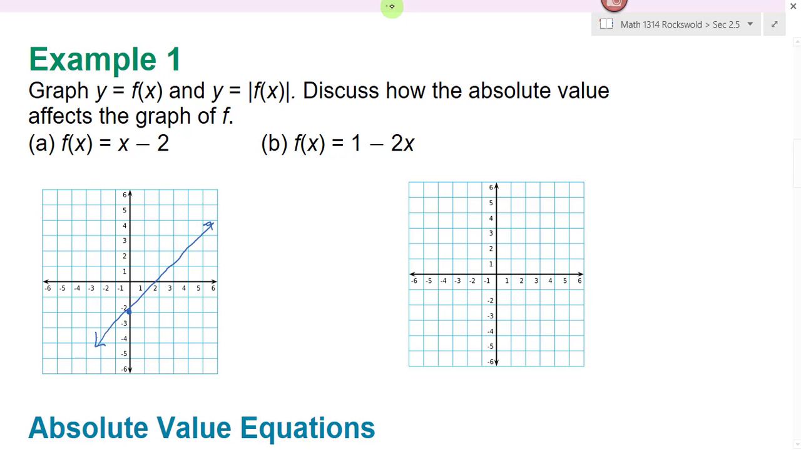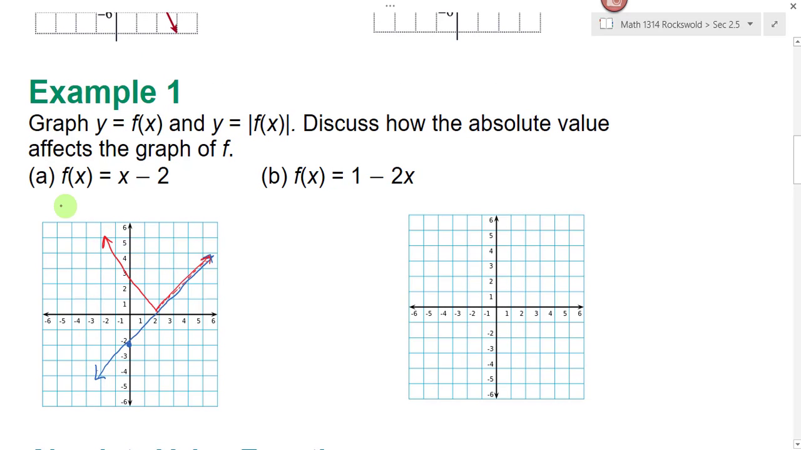When I graph the absolute value of this, the positive part's going to stay the same. This negative part then flips up above the x-axis and it looks like this. So in red, I've graphed the absolute value of x minus 2. In blue, I've graphed the function. In red, I've graphed the absolute value of the function.